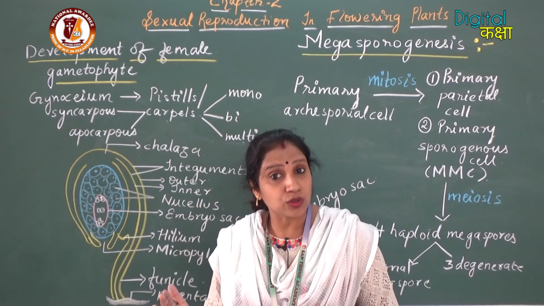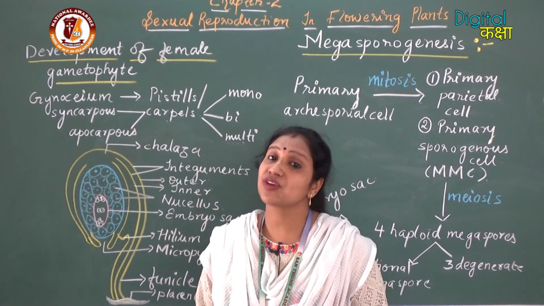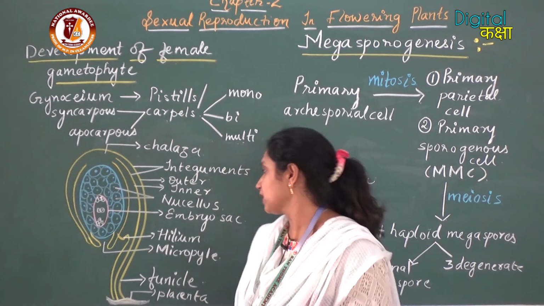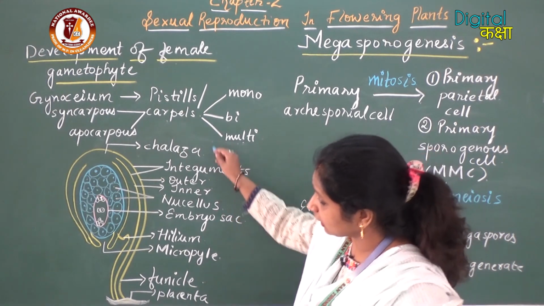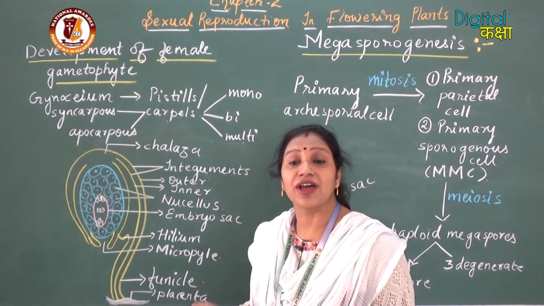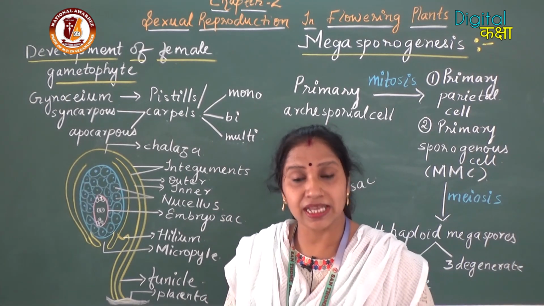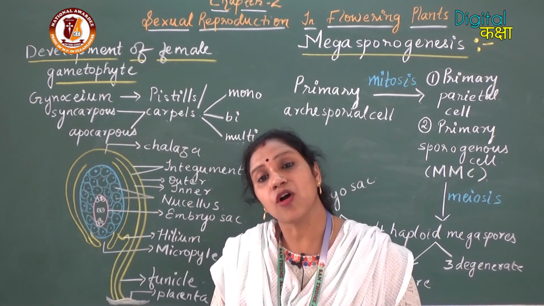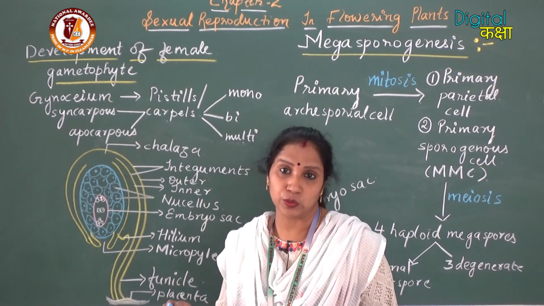Before studying how the female gamete is formed, we have to study the structure of the ovule. Now here I have drawn the structure of the ovule. This is the structure of an anatropous ovule. Different types of ovules are there, but the maximum of the angiosperms have an anatropous ovule.